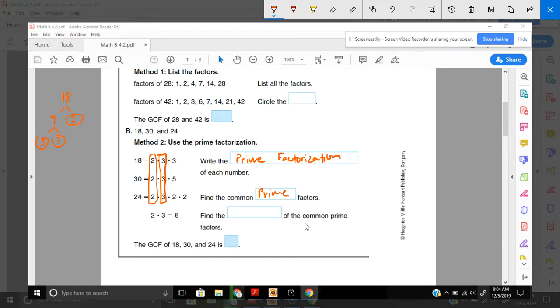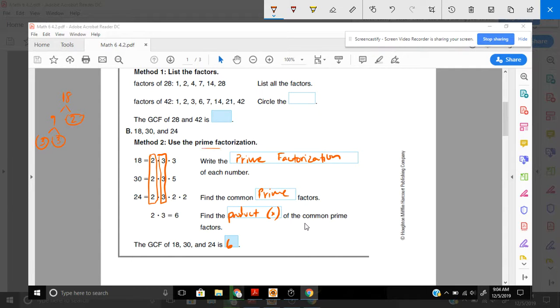Okay, so I found the common prime factors. You'll see that there's no more that are common. And then you find the product of the common prime factors. Remember, that means to multiply. So my common prime factors were 2 and 3. So if I multiply those, I would get 6. So the GCF of 18, 30, and 24 is 6.